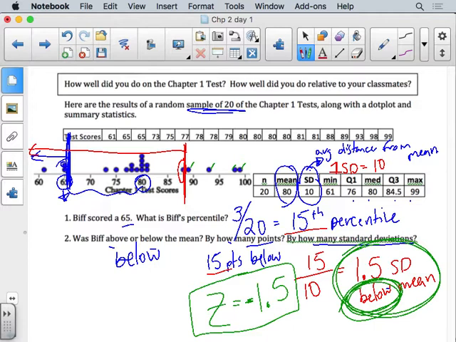So if we're talking about test scores, I want to have a positive z-score. I want to be one of the top ones. If we're talking about something bad, like cholesterol level, I want to have a low z-score. I want to have low cholesterol.